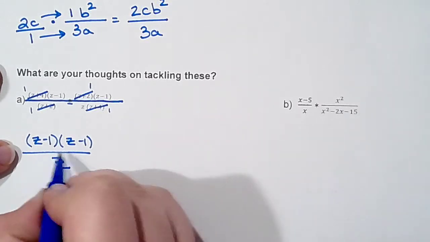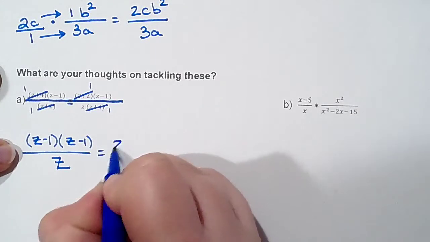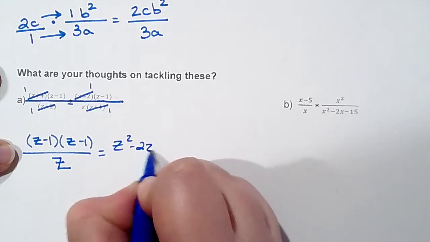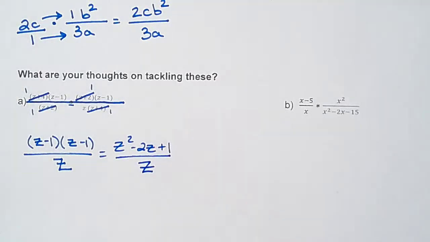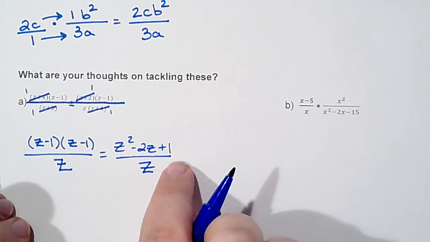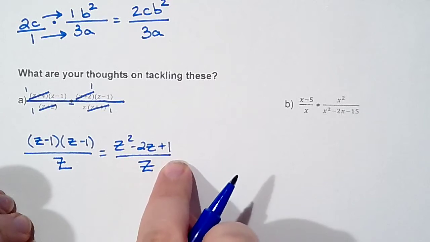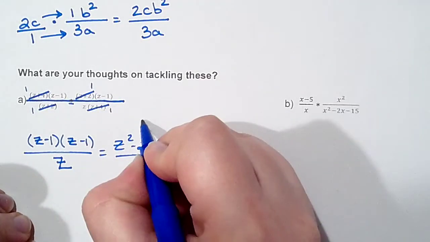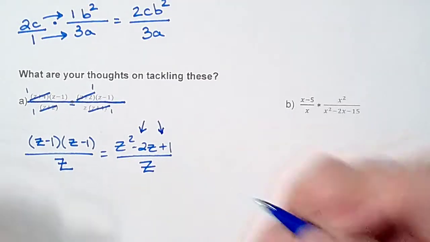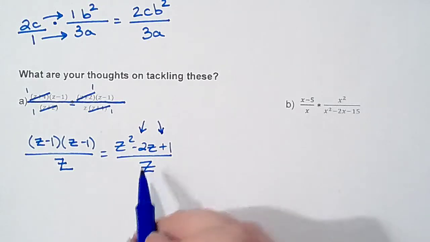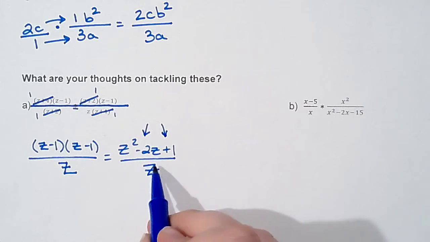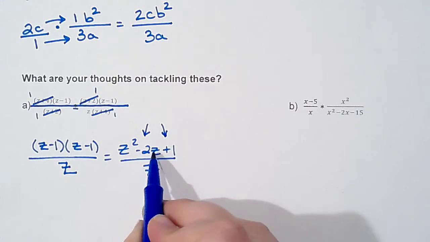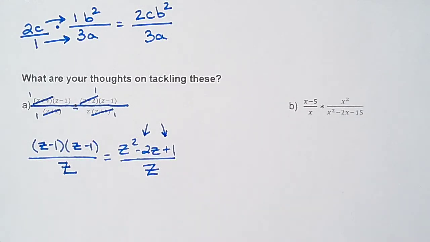Now you can leave it like this, or you can FOIL this out so that you get z squared minus 2z plus 1 over z. But even if you FOIL it out, there's no z's canceling. This is it. Because guess what? You've got addition signs and subtraction signs in there. We don't break things up over addition and subtraction. There's nothing that's the exact same. Even if this was a plus z in here, it doesn't cancel.